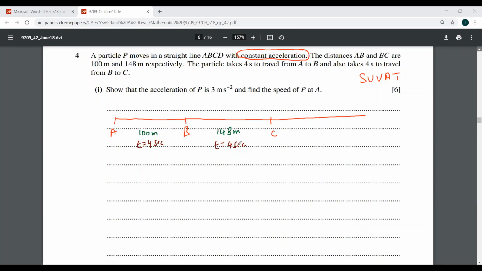Okay, and show that the acceleration of P is 3 meter per second square and find the speed of P at A. So one thing is that we have to find this u, the initial speed, and we have to find the acceleration as well. In fact, we're to show that the acceleration is 3 meter per second square. Now, there is a problem here. Some students start using this acceleration as 3. So you can't do that, okay? You have to prove that this acceleration is 3 over here.